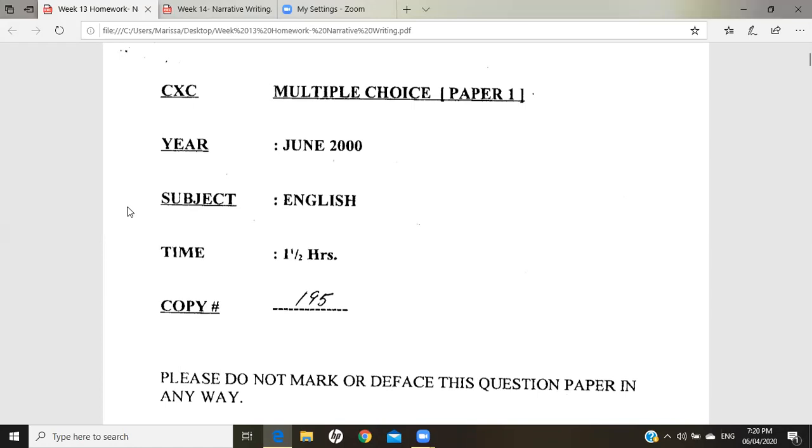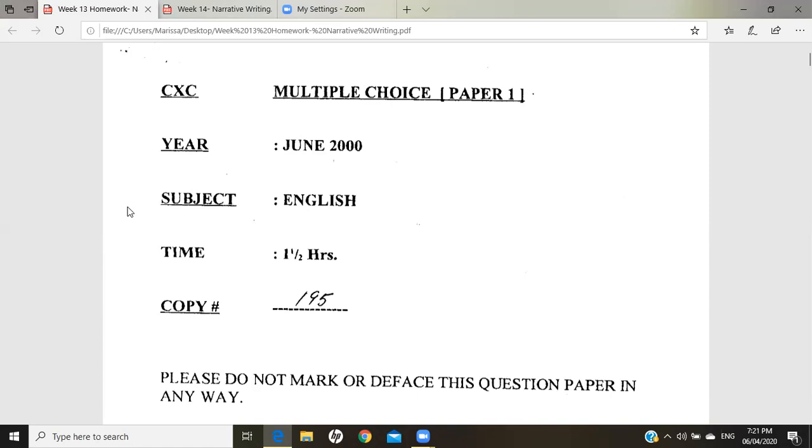Miss, for the multiple choice homework, we have to write the questions also. No, we'll be correcting it as normal. All I'm doing is, in your notebooks, I just want you all to write the year. So you can write June 2000 and number in your books from 1 to 60 and just write the letters in your book. Because you all have the soft copy for the paper, you don't have to write the questions. Just write your letters from 1 to 60. Okay, thanks. So it'll be easier when we correct it.